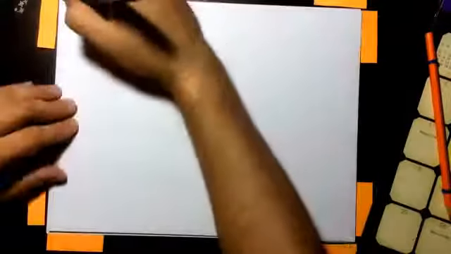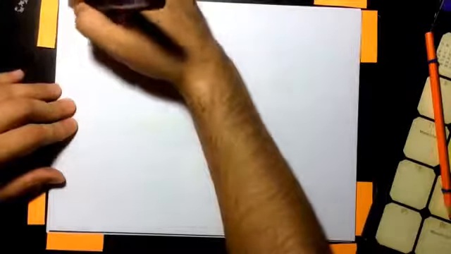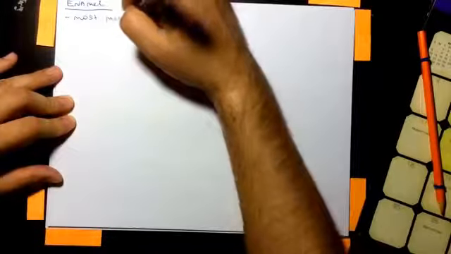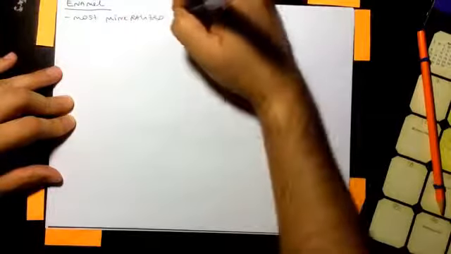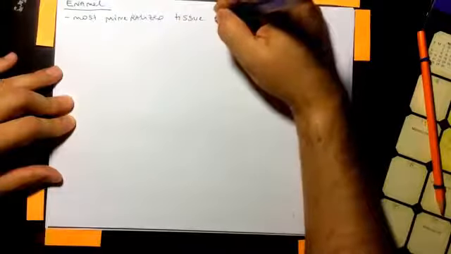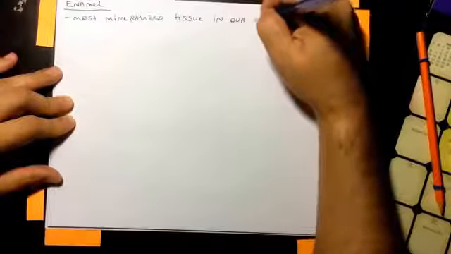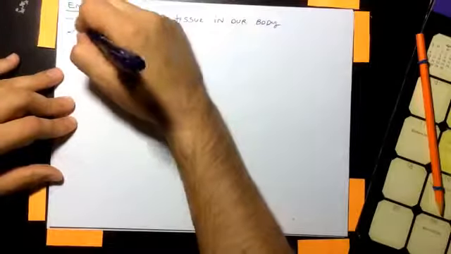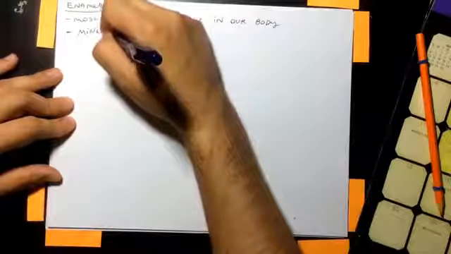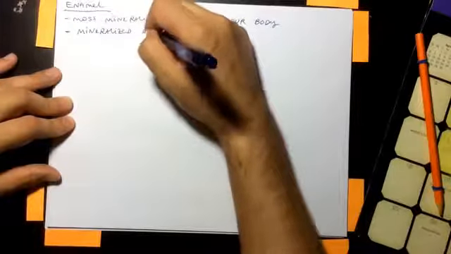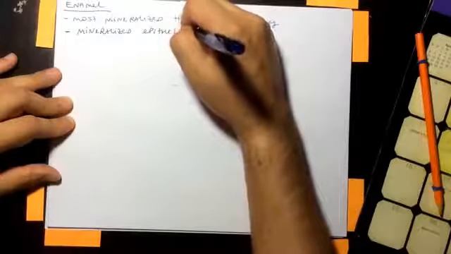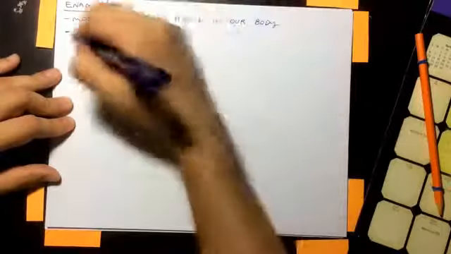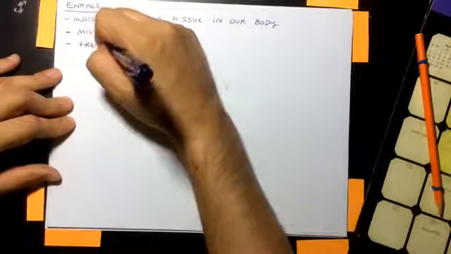Okay, let's talk about enamel. Enamel is the most mineralized tissue in our body. It also is a mineralized epithelium. That's the classification of enamel. Mineralized epithelium. Its color is translucent.